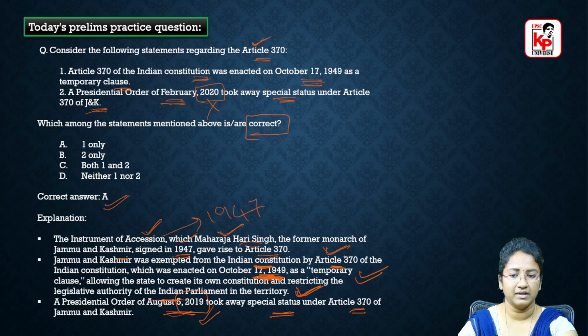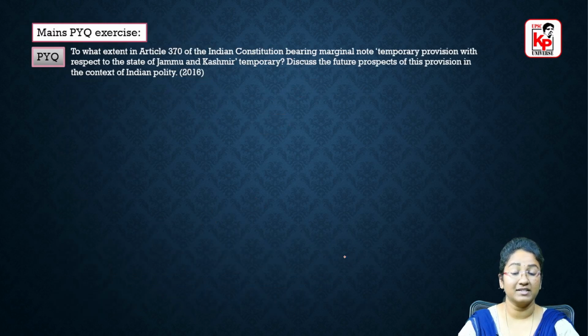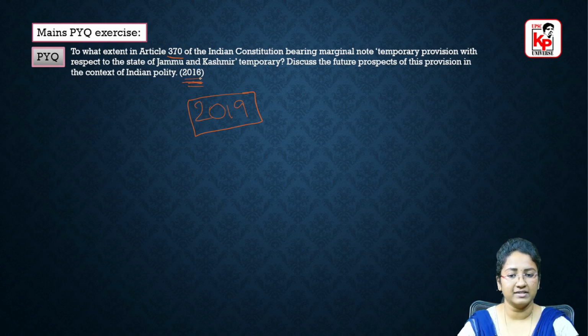So this is our prelims practice question. Coming to the mains PYQ exercise, a question has already been asked in UPSC mains in 2016 regarding Article 370. As we have discussed, the presidential order was given in 2019, but prior to this decision by the government, in 2016 itself there was a question on Article 370: to what extent does Article 370 of the Indian Constitution, bearing the marginal note "temporary provision with respect to the state of Jammu and Kashmir", remain temporary? Discuss the future prospects of this provision in the context of Indian polity.